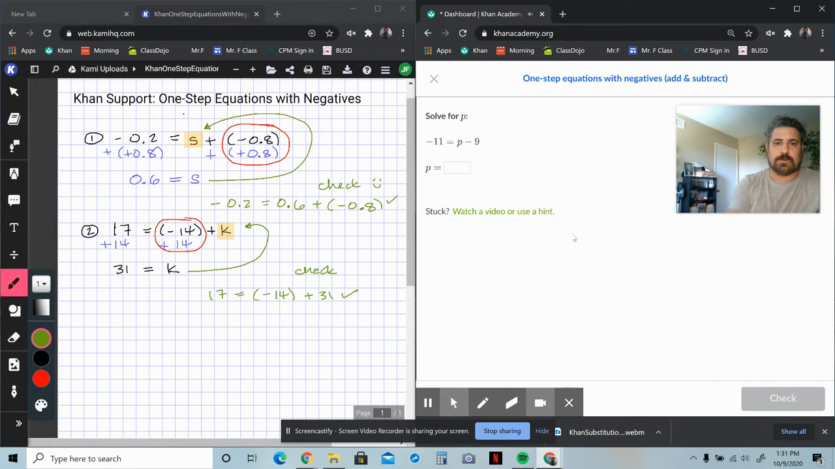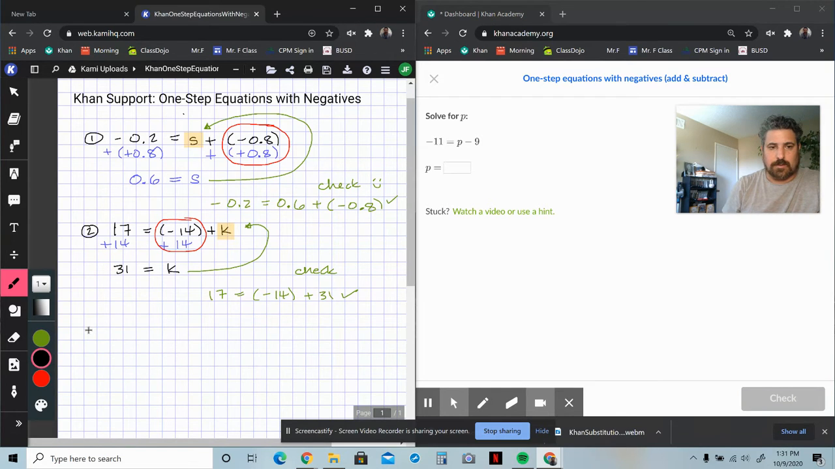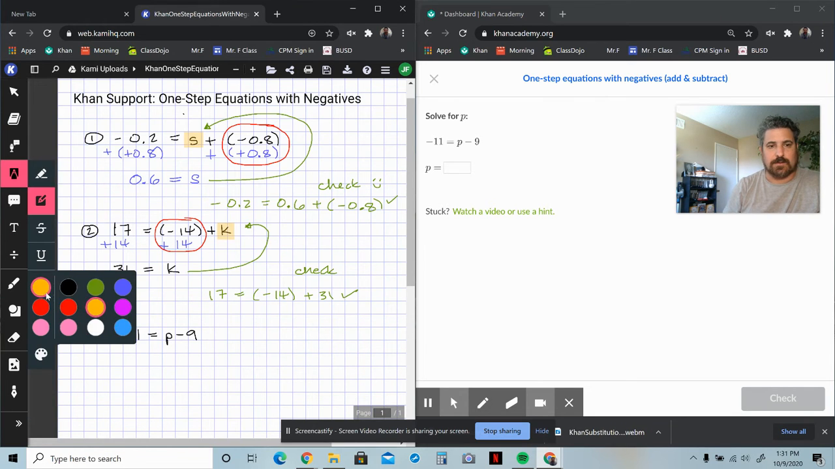Okay, let's do the next one. The next one says, number 3 here. All right, this one says negative 11 is equal to p minus 9, okay? Your goal is to get the p by itself, so you're going to try to isolate that p. So you got to get rid of the thing that's happening to it. Well, what's happening to it is the subtracting 9 or adding a negative 9. How do you get rid of taking away 9?